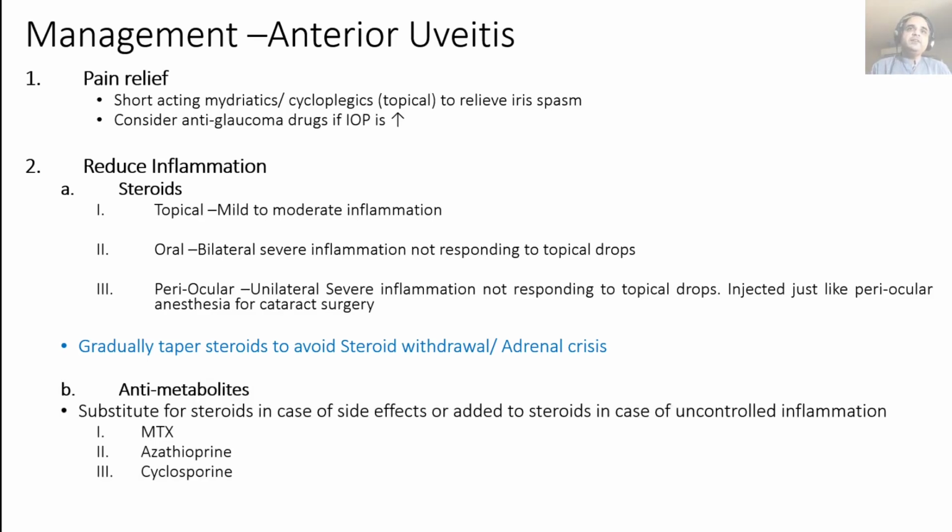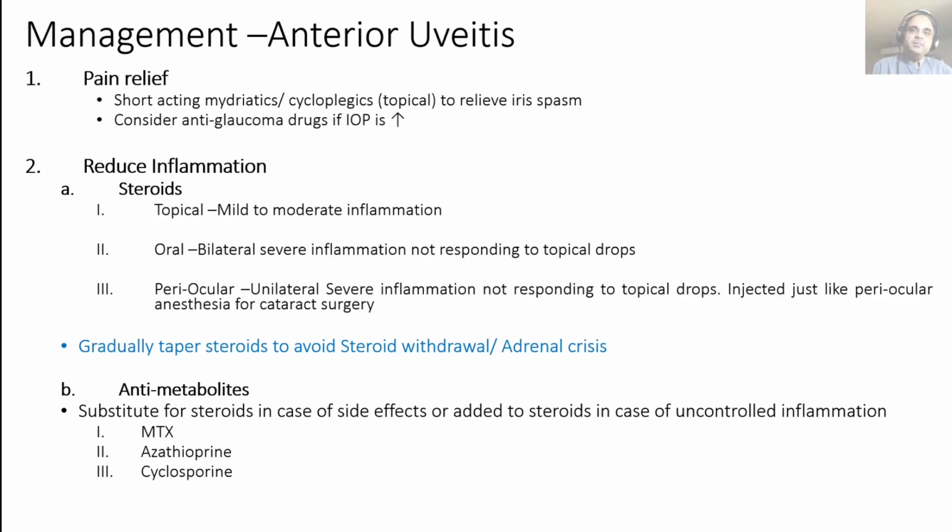If you have side effects for steroids or steroids alone cannot control inflammation, you can give methotrexate, azathioprine, and cyclosporin. The reason I'm not basically prescribing or ascribing specific dosing here is because uveitis is something that is best handled or managed by an ophthalmologist. So you might, what's the word for it?